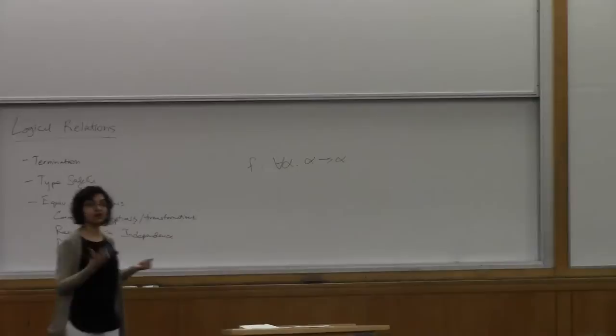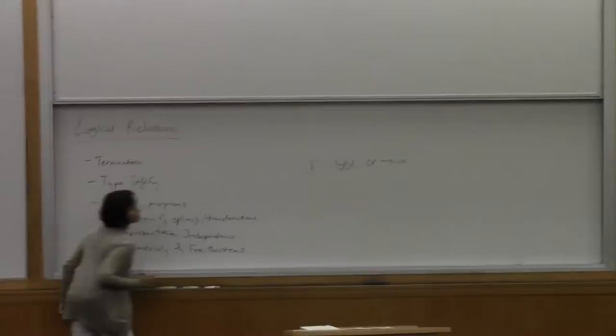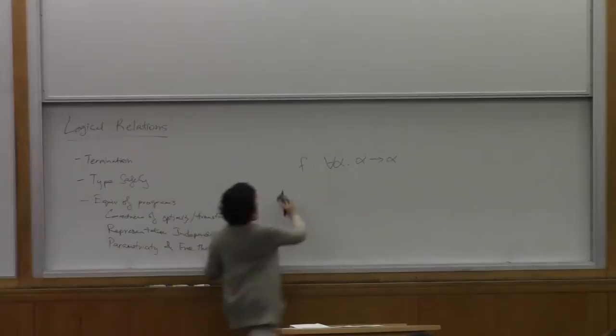We'll go through the proof of one or two free theorems around lecture three. Okay, so parametricity and free theorems. And for those of you who haven't read about free theorems, Theorems for Free, by Phil Wadler, is the classic paper on this, that shows you all the nice properties you get as a consequence of parametricity. Okay, what else?